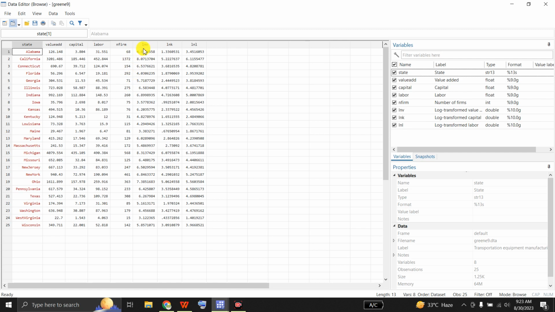Then we have log transformed value added, log transformed capital, and log transformed labor. So this is the data. We will first use this data set.